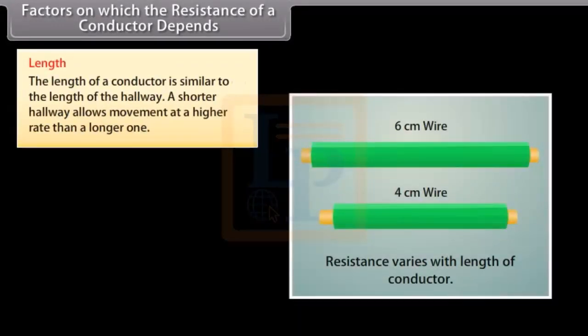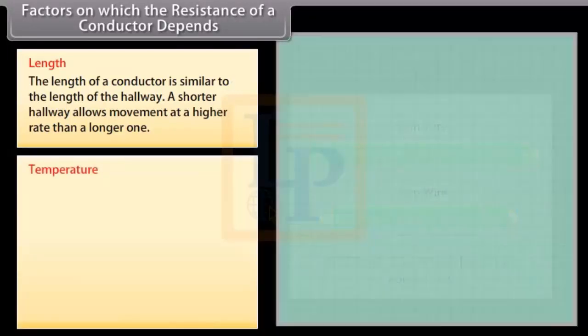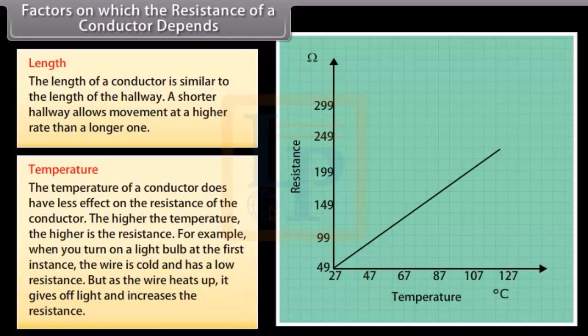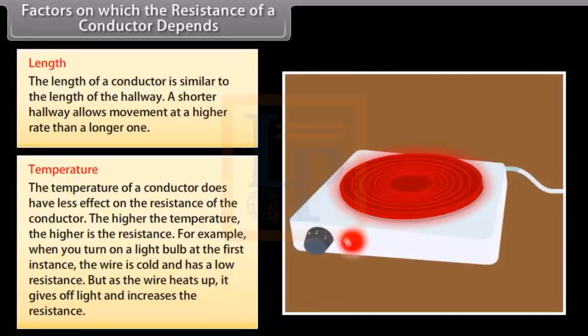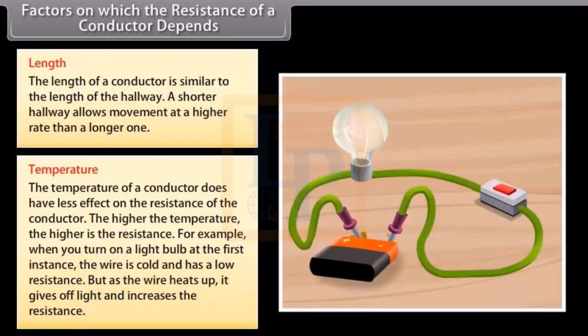Length. The length of a conductor is similar to the length of the hallway. A shorter hallway allows movement at a higher rate than a longer one. Temperature. The temperature of a conductor has a significant effect on the resistance of the conductor. The higher the temperature, the higher the resistance. For example, when you turn on a light bulb at the first instance, the wire is cold and has a low resistance. But as the wire heats up, it gives off light and the resistance increases.